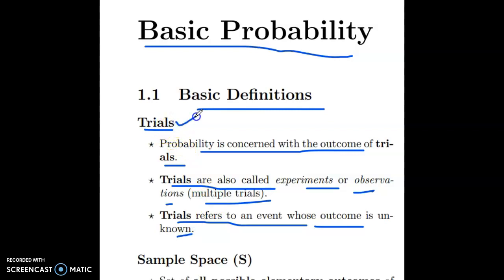Probability is concerned with the outcome of trials. Trials are also called experiments, observations, multiple trials. A trial refers to an event whose outcome is unknown.